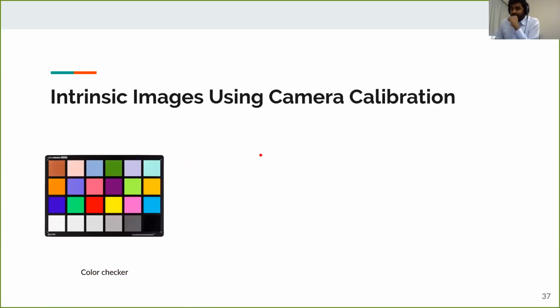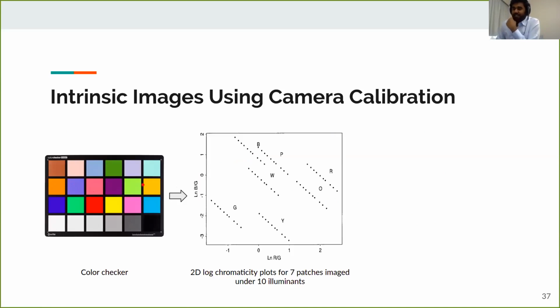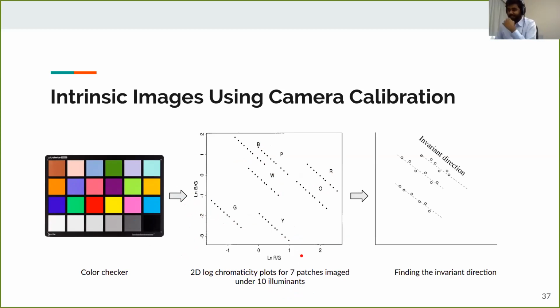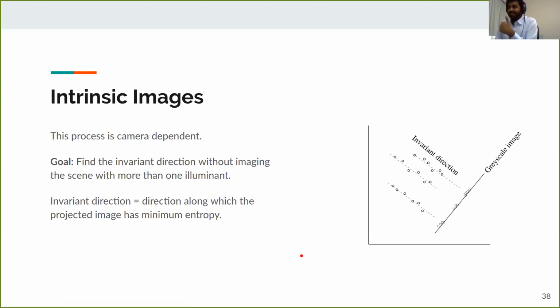So this is how intrinsic images are found using camera calibration. You have a color checker, you image it under multiple illuminants, and when you plot their 2D log chromaticity plots, this is how it looks. For example, for 7 patches from this color checker, green, yellow, white, black, purple, orange, and red, imaged under 10 different illuminants, this is how their 2D log chromaticity plot looks like. And then you find the invariant direction. However, this process is camera dependent, and ideally we would want to find a way to calculate the invariant direction without imaging the scene, which is again the skin lesion in our case, under more than one illuminant.